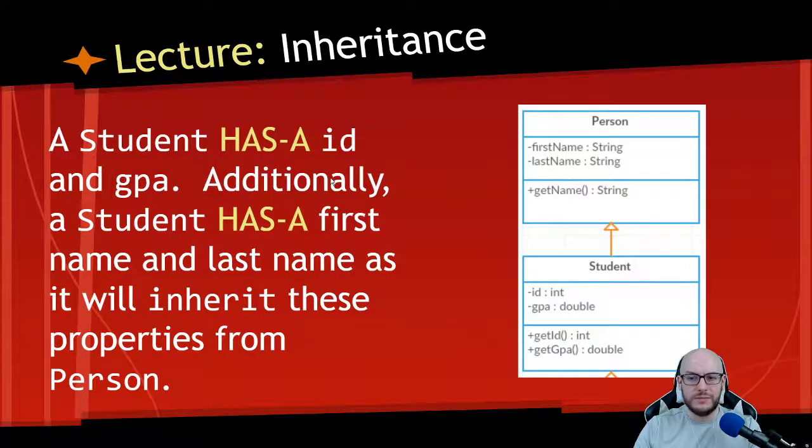A student has an ID and a GPA. Additionally, a student will have a first and last name because it's going to inherit these. Because student is extending person, it's going to have these instance variables it defines itself, but it's also going to have these instance variables, right? It's going to inherit them.